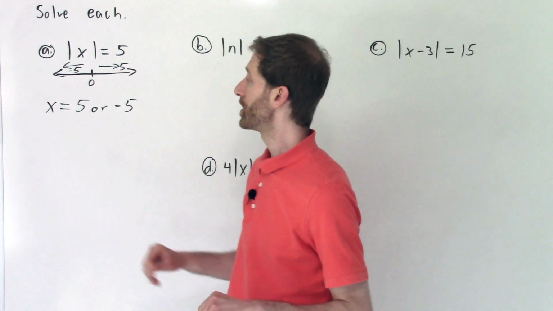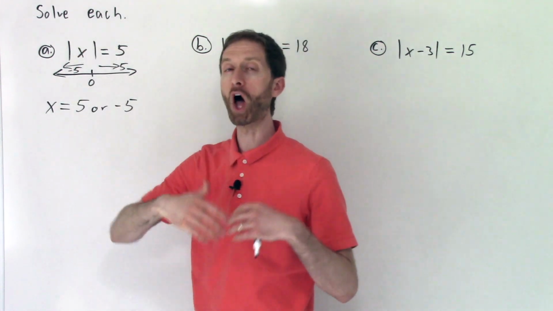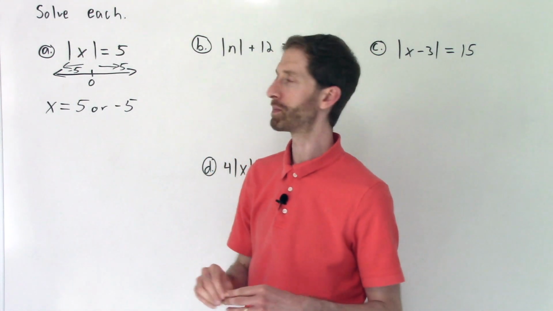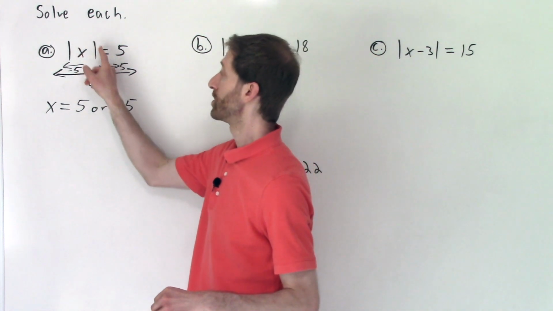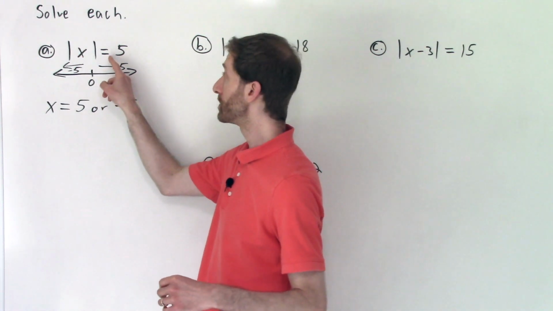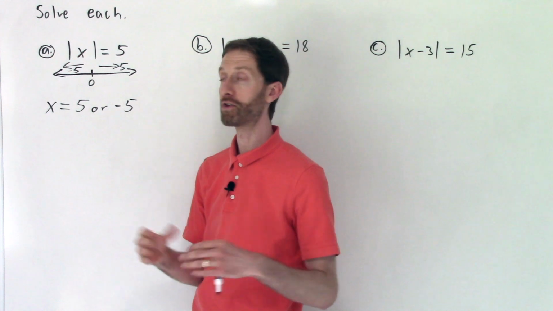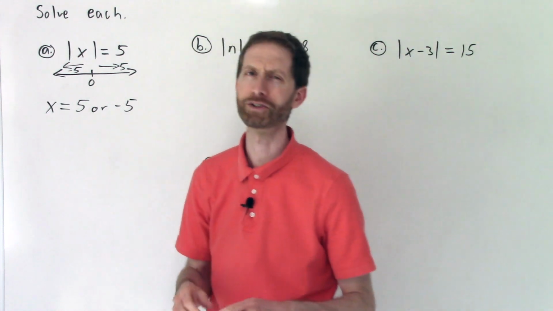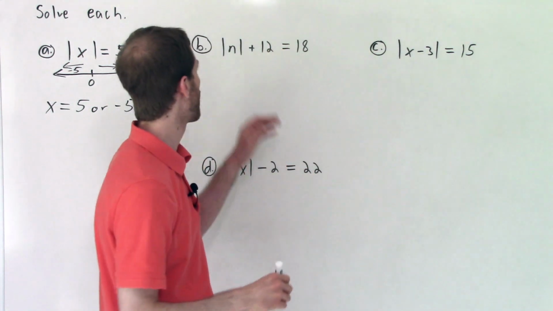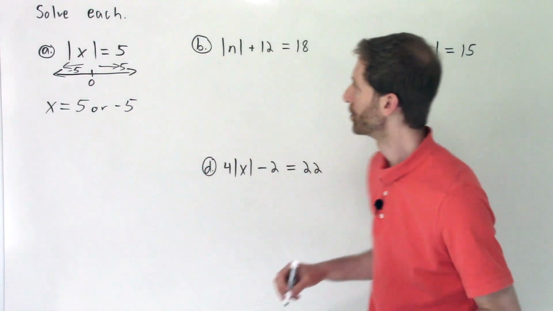So the moral of the story is, once you have the absolute value alone, you undo that absolute value operation by saying the distance that whatever is from 0 is 5. And those numbers would be 5 and negative 5. Awesome problem. Okay, so we'll move on to letter B, and I guess I will jump to this side.